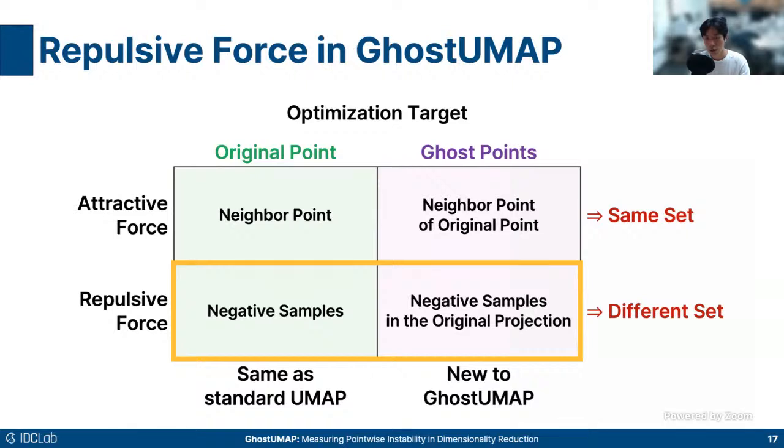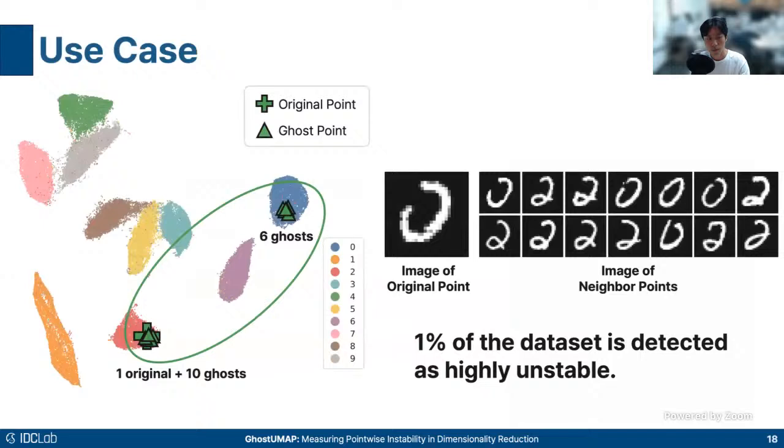This approach allows the ghost point to simulate the possible alternative positions that the original point might appear in different UMAP runs. We qualitatively evaluated ghost UMAP using the MNIST dataset with 16 ghost points per instance. On the left, the original point belongs to the red cluster of digit 2, but 6 of its ghosts are projected to the blue cluster of digit 0.